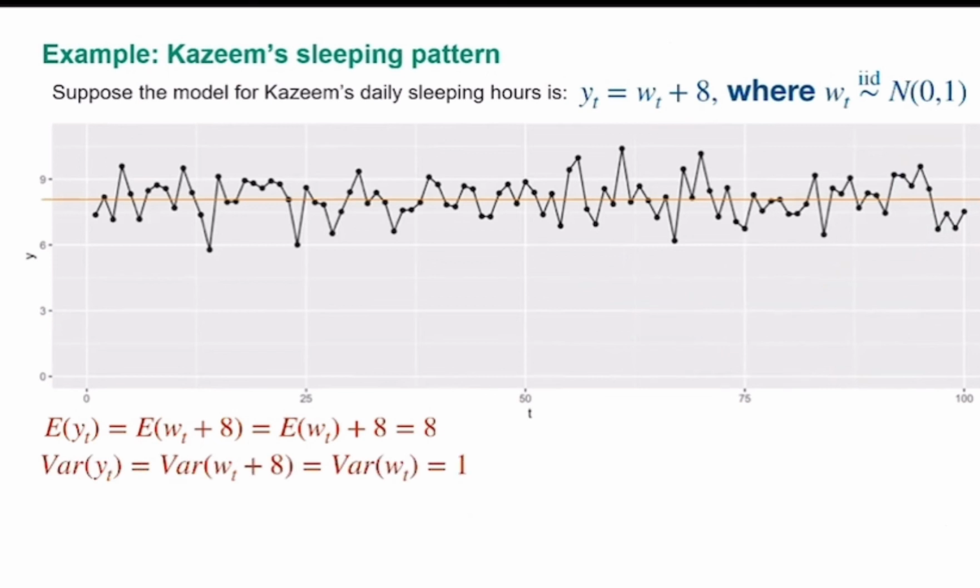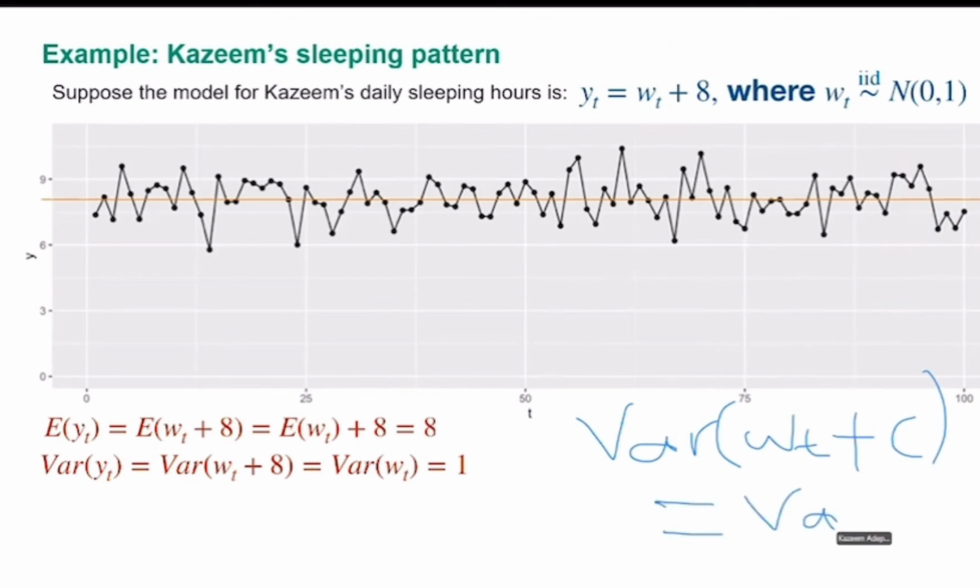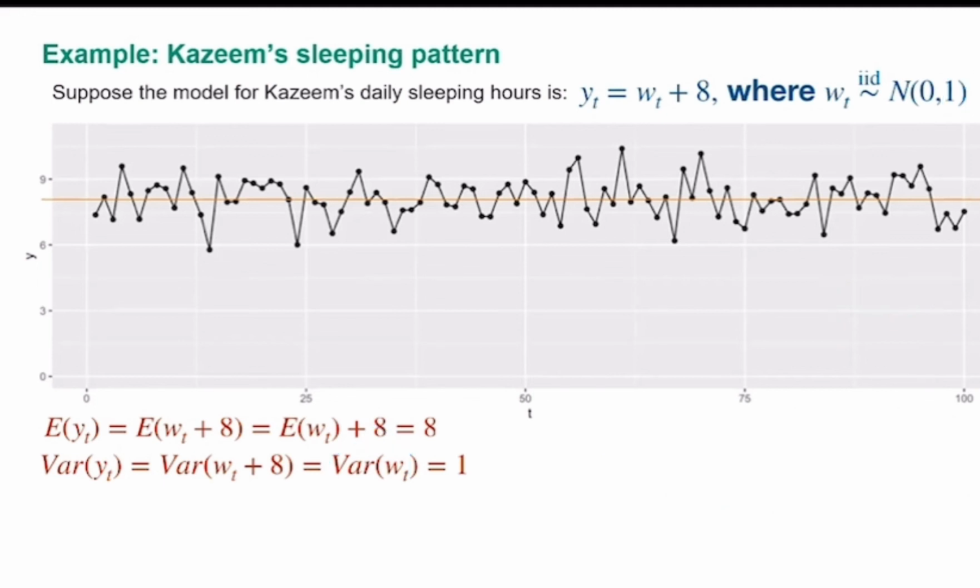Now, what is the variance? I want to find the variance of this now. The variance of WT plus a constant is the same as the variance of WT, because C is a constant. And what is the variance of WT? It's already been given. WT follows a normal distribution with mean 0 and variance 1. So that is the variance.